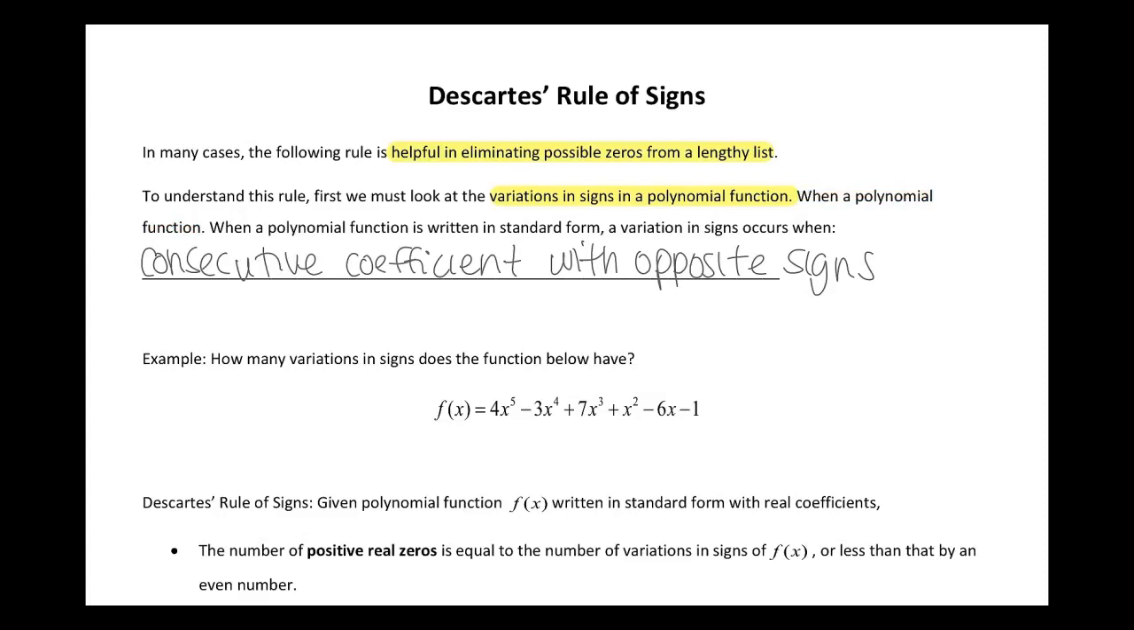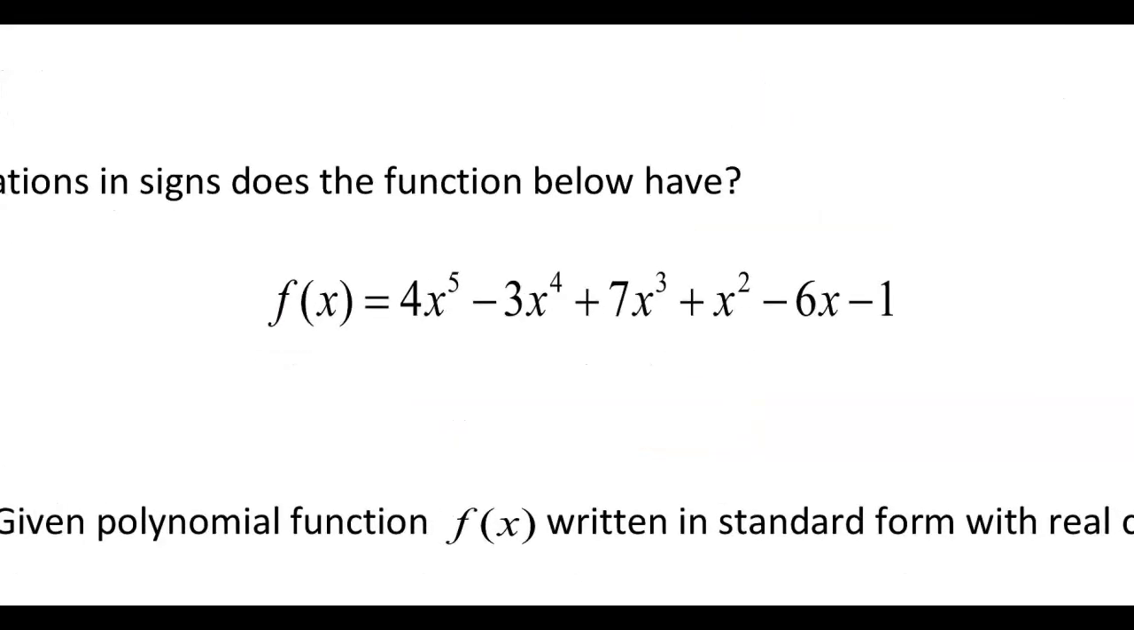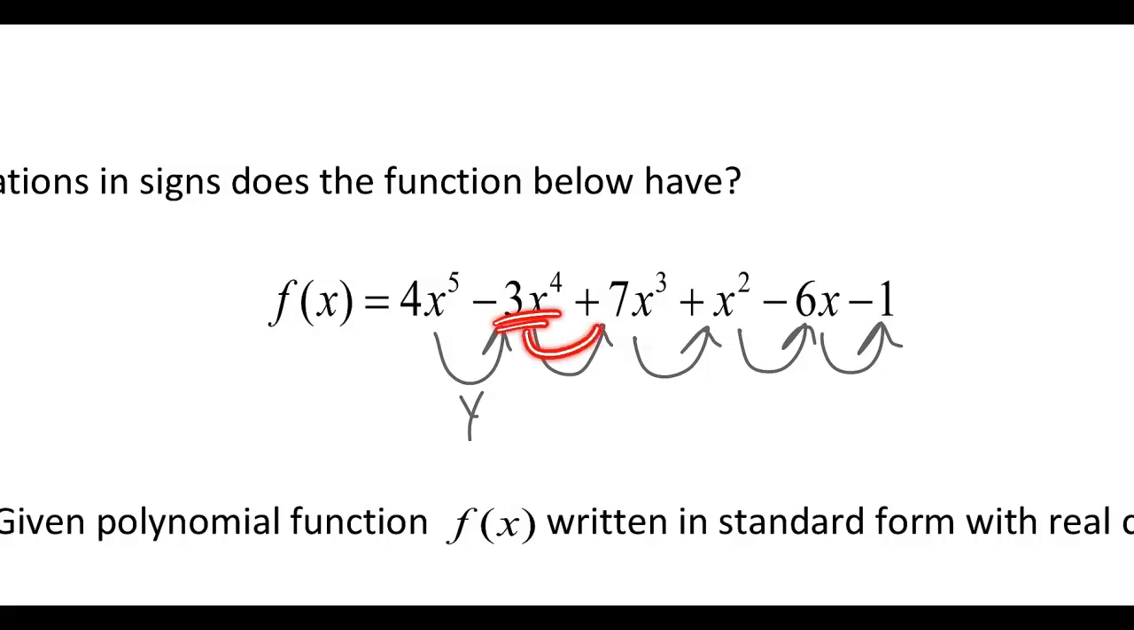So for instance, in this question, it says, how many variations in signs do you have for this function? I'll keep it very simple, and I'm going to look at every single term, from here to here, from here to here, all the way down to my constant. I just need to know, as I go from positive 4 to negative 3, does the sign change? Yes or no? Yes, it does. From negative 3 to 7, does the sign change?